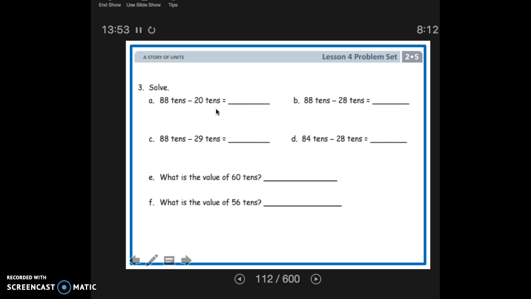My hint when I do these is I write the number that it represents right down here. All right, well, I will see you at group.